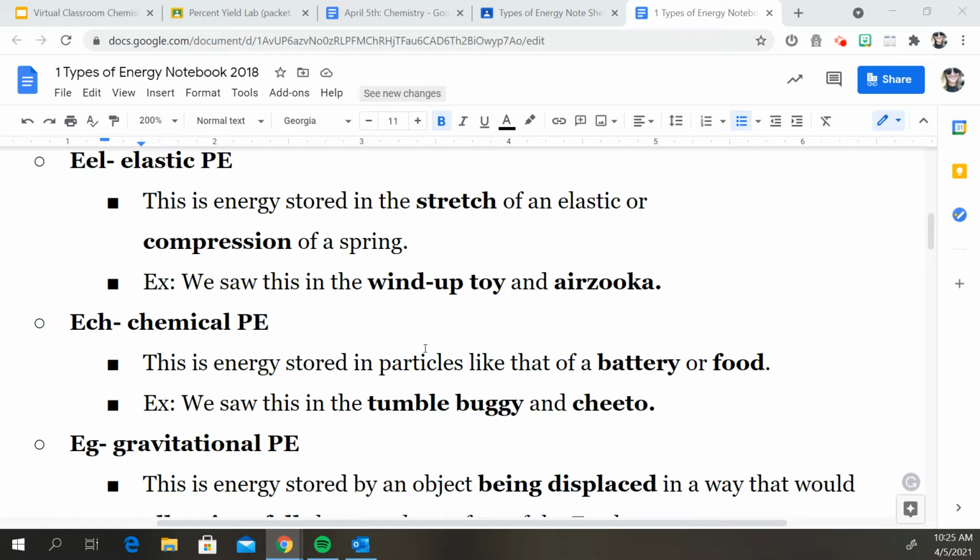We see it with the tumble buggy, which we've already done the tumble buggy lab when we played with the electric cars, and Cheetos. Cheetos store chemical potential energy.